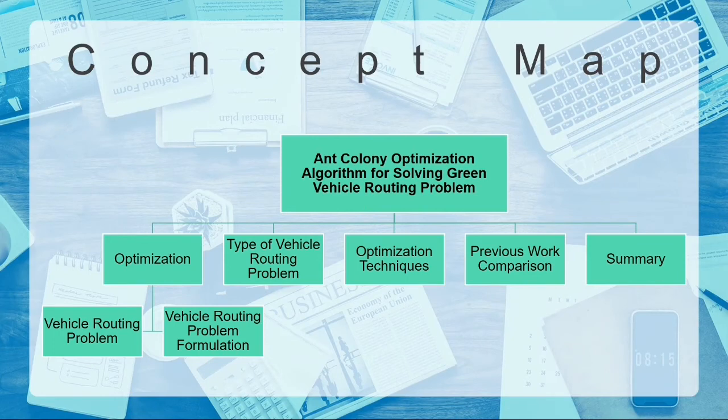This chapter will discover information and techniques related to optimization problems, specifically the vehicle routing problem. This is my concept map, which helps me to navigate the domain I chose. As you can see, first I focus on research regarding optimization and then elaborate more on the vehicle routing problem and formulation. Next, my research is focused on optimization techniques, types of vehicle routing problem, previous work comparison, and summary. In this presentation, I will emphasize the key point of each topic.